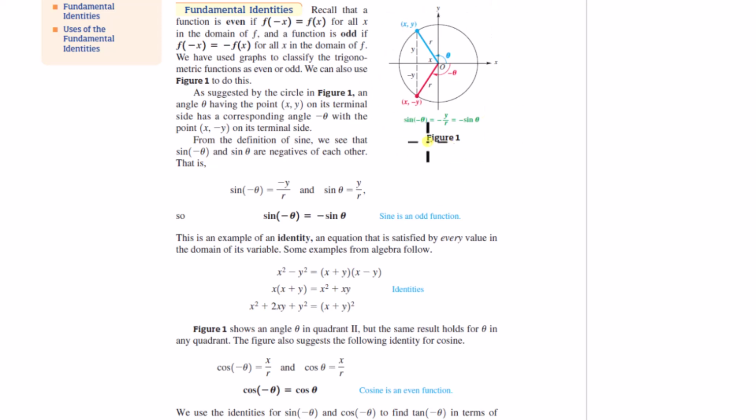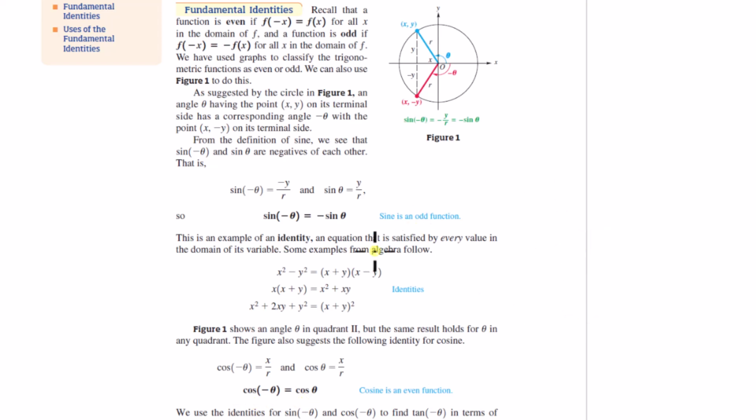This proves it not from a graphical method, not from the graph of the function method, but from the trig function definition perspective. This proves it for all theta. Now, we know cosine's an even function, so here's another identity.